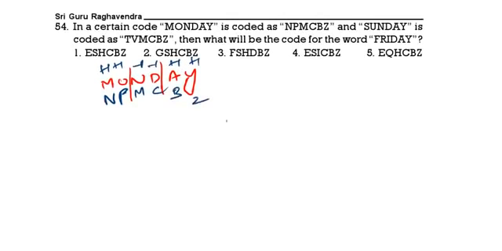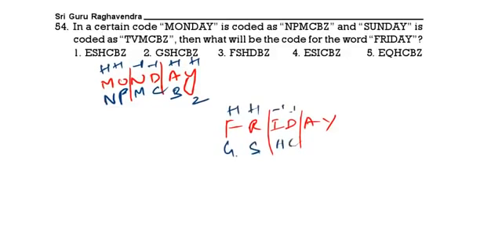Similarly, you have to find the code for Friday. Now see. F is becoming G. R is becoming S. I becomes H. D becomes C. Again A becomes B. Y becomes Z. G, S, H, C, B, Z. Answer 2 is the correct answer. Next question.